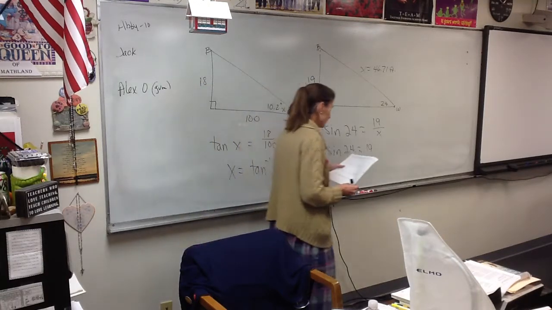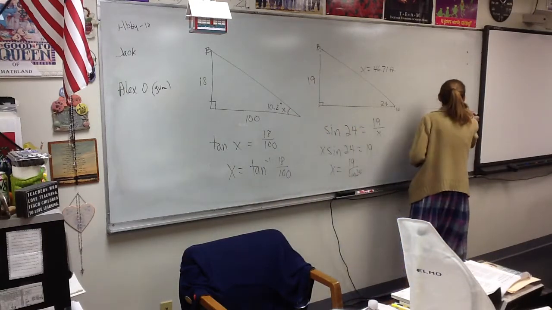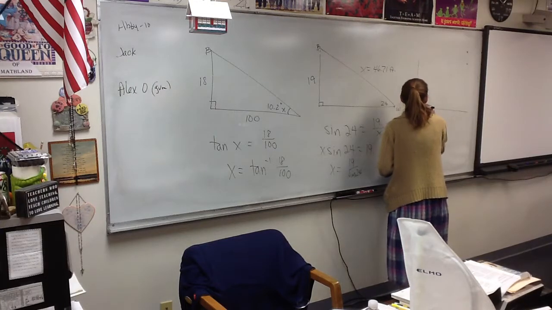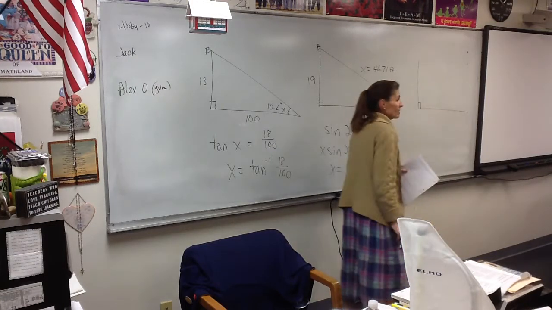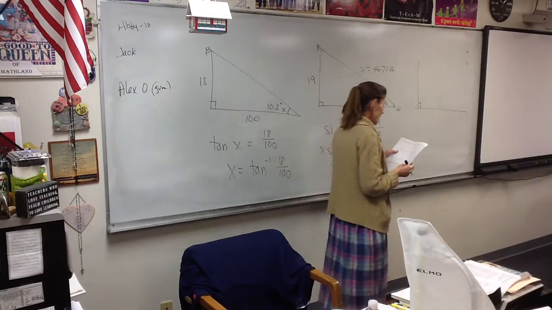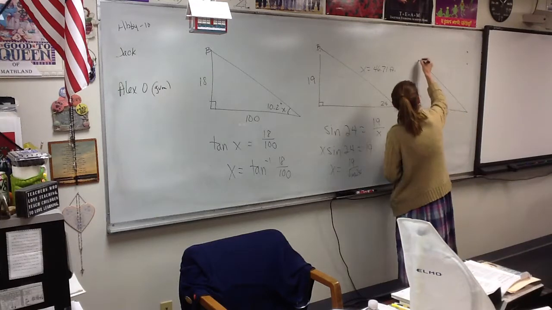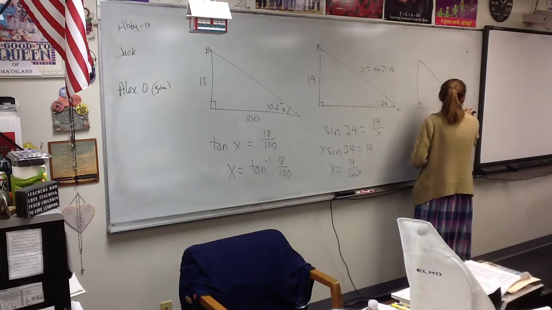Look at the next one. How tall is a flagpole? So here's the flagpole standing on the ground. It casts a 23-foot shadow when the angle of elevation is 32 degrees.